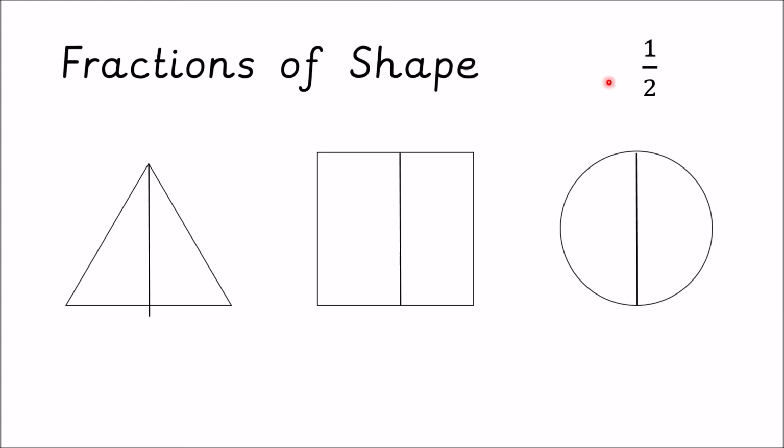So here we're trying to find a half. So what I do very simply is I split into 2. I split my shapes into 2. My denominator is 2. That tells me I have 2 parts. And we're going to shade 1 of those parts because that's what it tells me to. That's my numerator. So I've divided into 2. I'm shading 1 of these. 1/2 there.